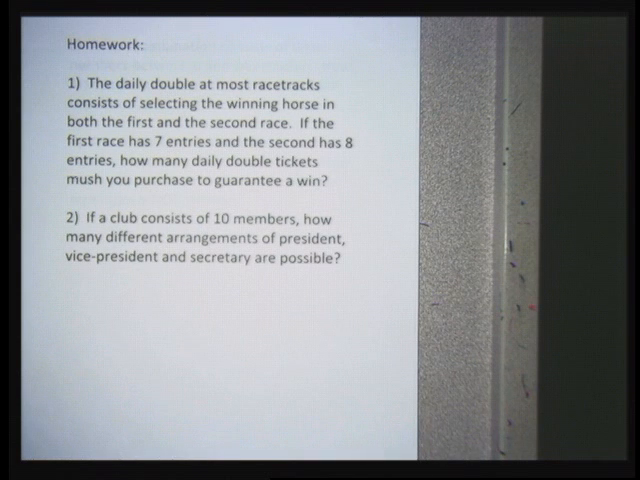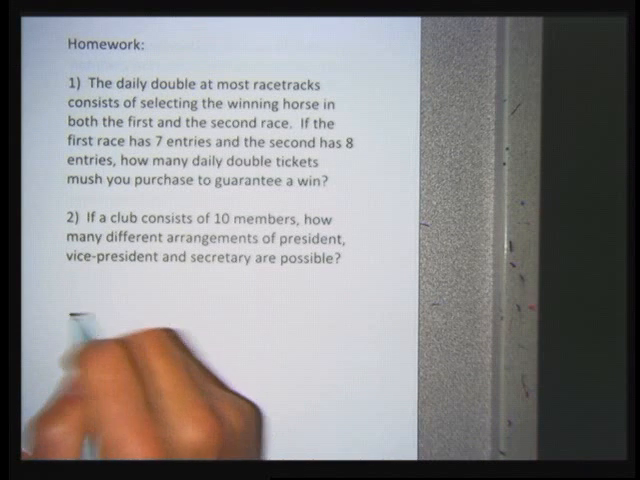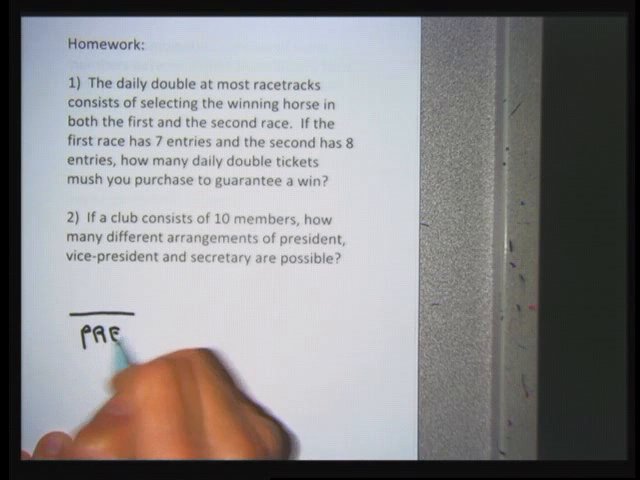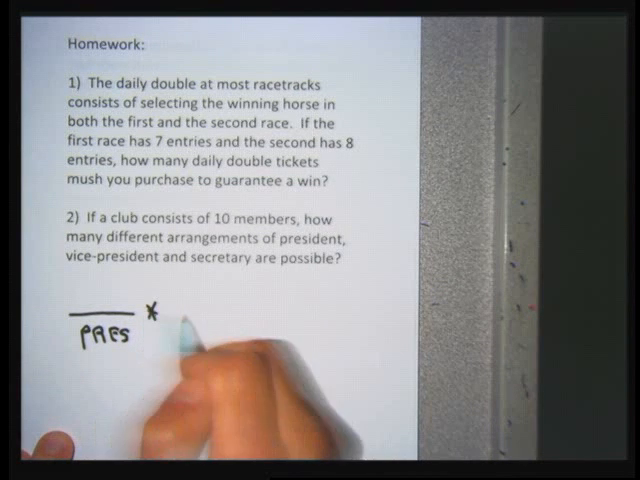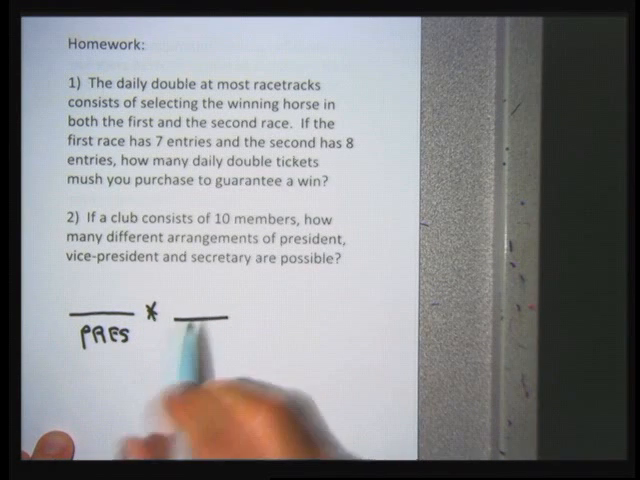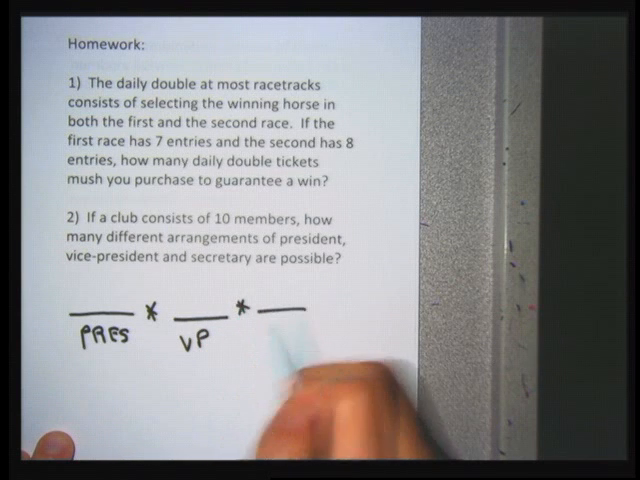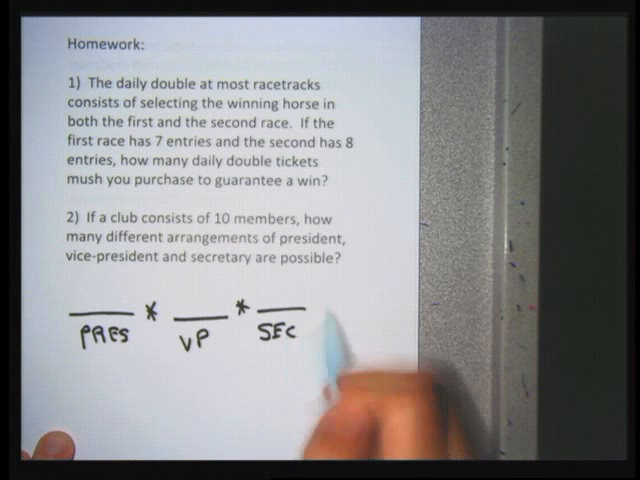So, problem number 2, a club has 10 members, and how many different ways can they elect a president, a vice president, and a secretary? So this is kind of 3 experiments. The first experiment is going to be picking a president. The second experiment is going to be picking a vice president. And the third experiment is going to be picking a secretary.